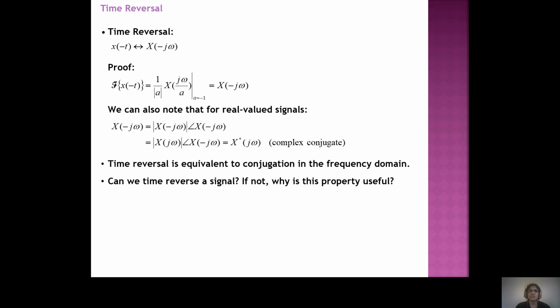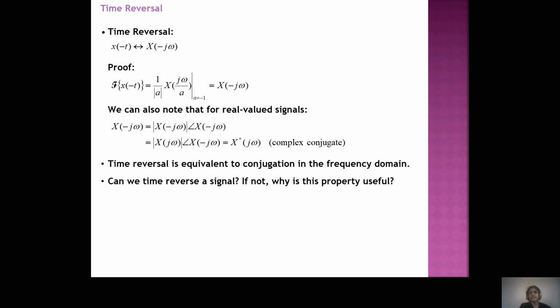So the time reversal property: x of minus t corresponds to X of minus j omega. Proof: in terms of x of t we replace it with x of minus t. So x of minus t is equal to 1 by magnitude of a X of j omega by a, that is equal to X of minus j omega.